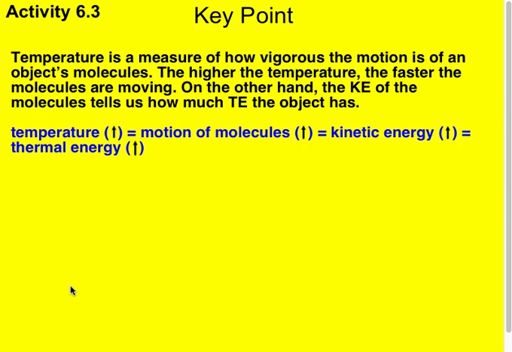Now that you've had a chance to answer the questions, here are the key points. Temperature is a measure of how vigorous the motion is of an object's molecules. The higher the temperature, the faster the molecules are moving. On the other hand, the KE of the molecules tells us how much thermal energy the object has. Keep this in mind: if you increase the temperature, the motion of the molecules also increases. If that increases, that means the KE increases, which means the thermal energy also increases, because we've talked about how thermal energy is dependent on the motion of the molecules. If you have more motion of the molecules, you have more KE.